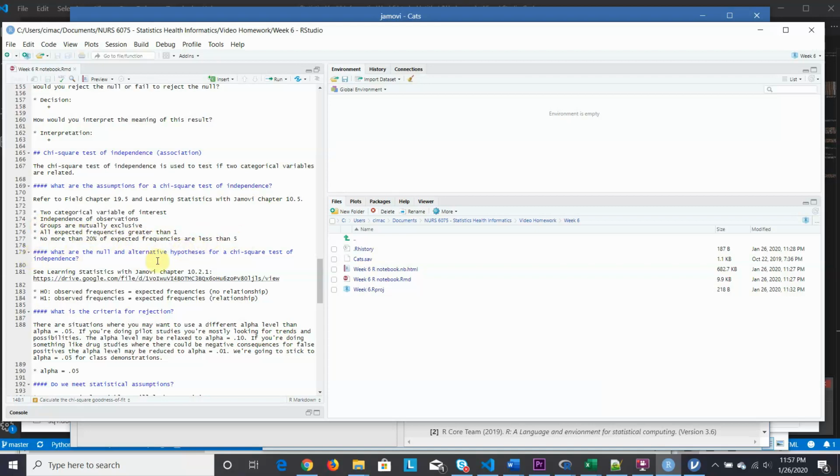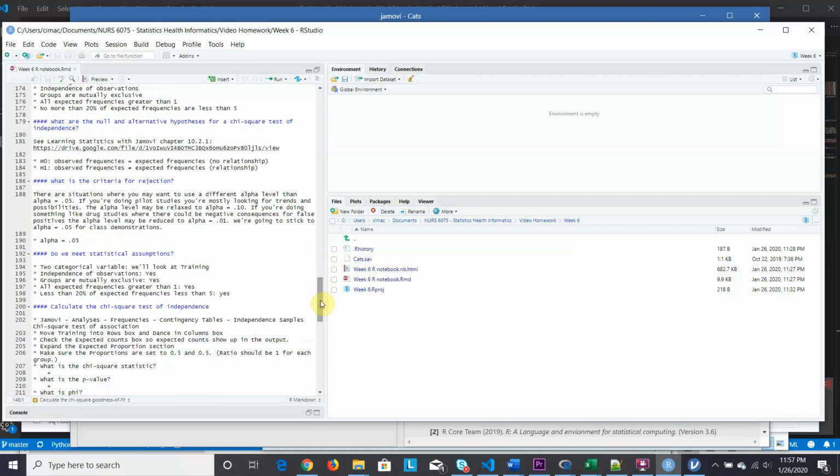So what are the null and alternative hypotheses for a chi-square test of independence? I kind of said it succinctly that the observed frequencies are the same as expected frequencies. That's our null hypothesis. That indicates there's no relationship there. And the alternative is that observed frequencies are not equal to expected frequencies. They're different. And that would indicate there is a relationship between those two variables, where one variable affects the other one. So what is the criteria for rejection? Again, we decided we're going to stick with 0.05.